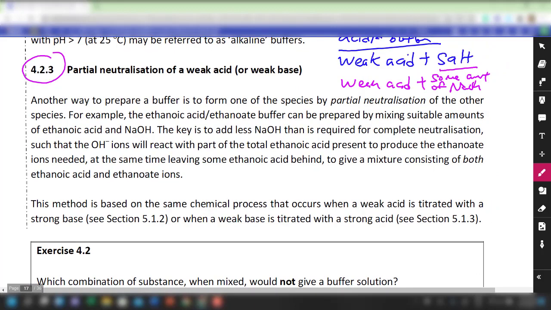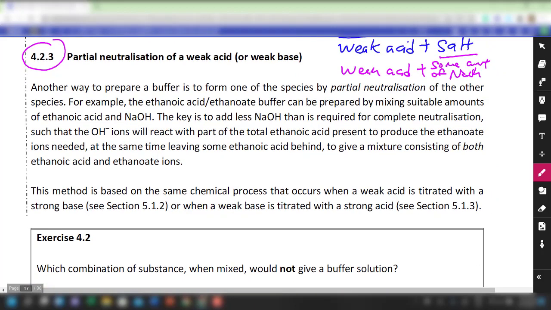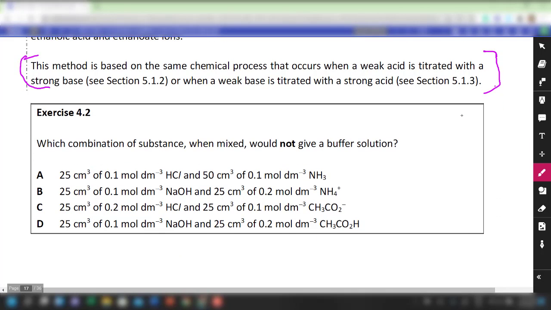Yeah, and the partial neutralization portion is particularly important when we are talking about titration curves, and that is often the point where the students will get very confused. Okay, so this portion you can KIV till section 5. Okay, then we'll move on to an exercise.